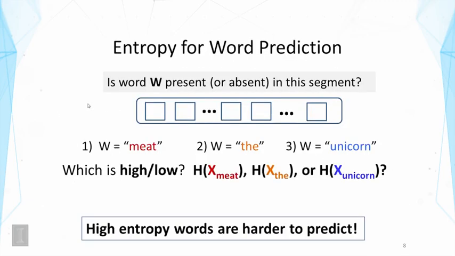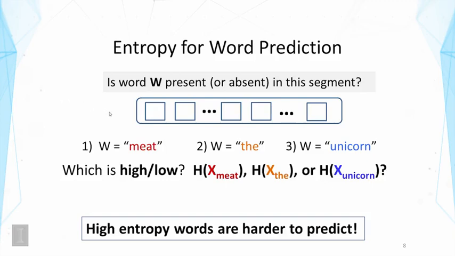So now let's see how we can use entropy for word prediction. Let's think about our problem, right? To predict whether W is present or absent in this segment. Again, think about the three words, particularly think about their entropies. Now we can assume high entropy words are harder to predict. And so we now have a quantitative way to tell us which word is harder to predict.